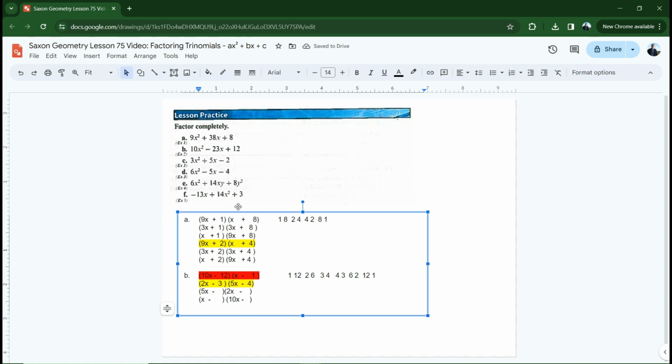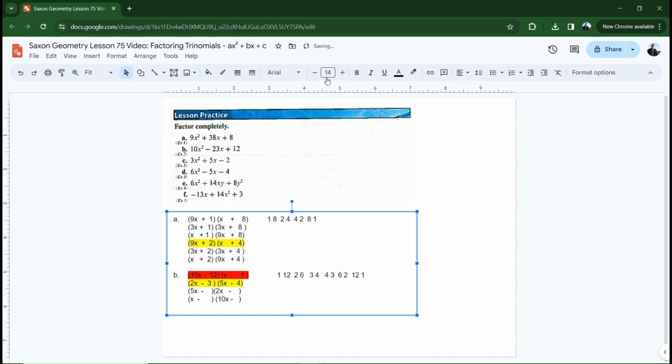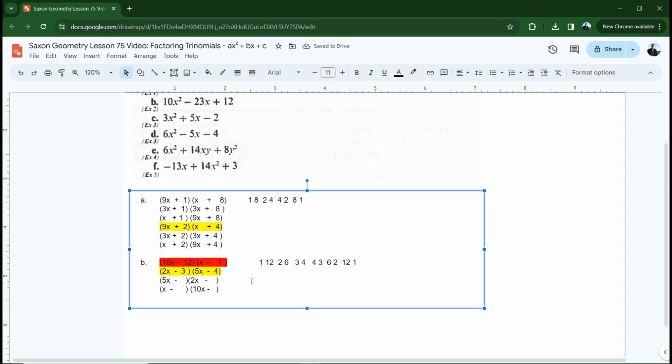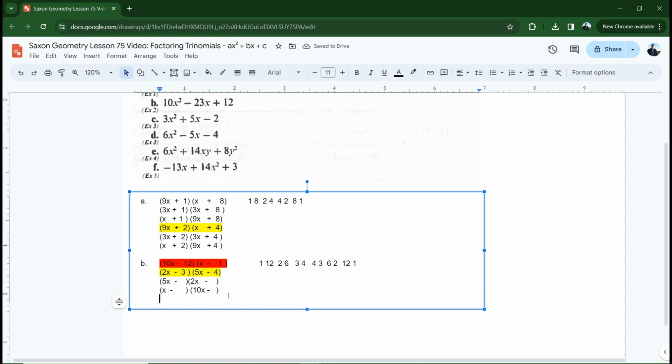Okay. I'm going to move and shrink, and then we're going to go on to letter C. You're probably noticing that these are a little bit tedious to solve, but it's really important that we go through our different options so that we can figure this out. All right.